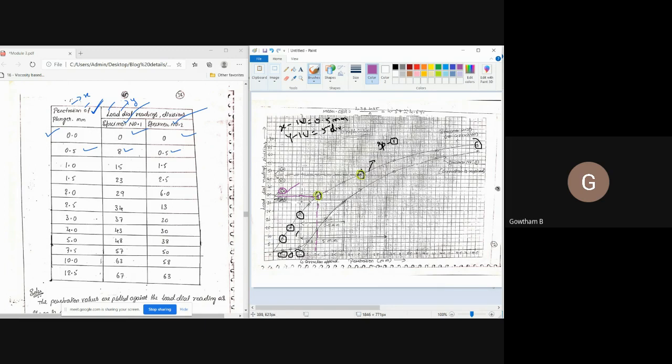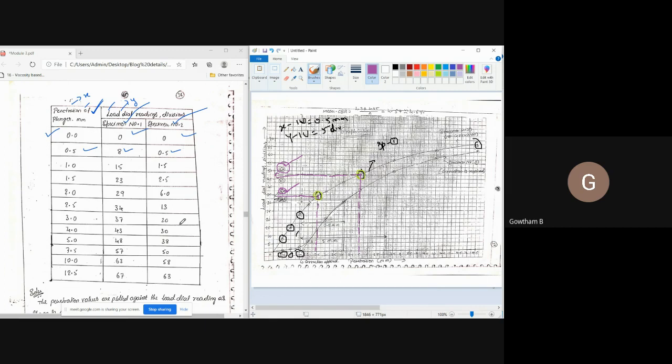Similarly, at 5 mm penetration you project a line like this and project back to the y-axis and check the value, which is equal to 48 divisions. Once you are ready with these values, that means for specimen number 1, at 2.5 mm penetration it represents 34 divisions, and at 5 mm penetration it represents 48 divisions.